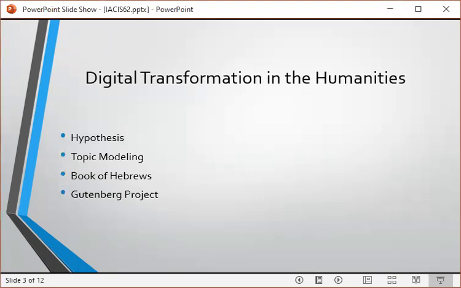The main objective of this study is to test the hypothesis that Paul is the author of Hebrews using digital methods. The methodology used is topic modeling, which is a textual analytic approach used in the digital humanities that uses machine learning to search for natural groupings in a corpus.